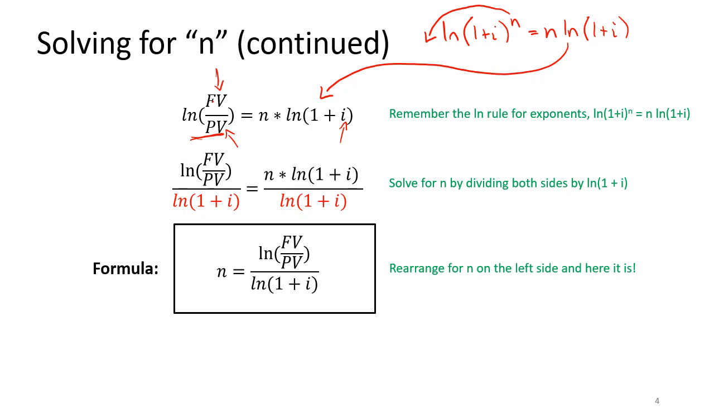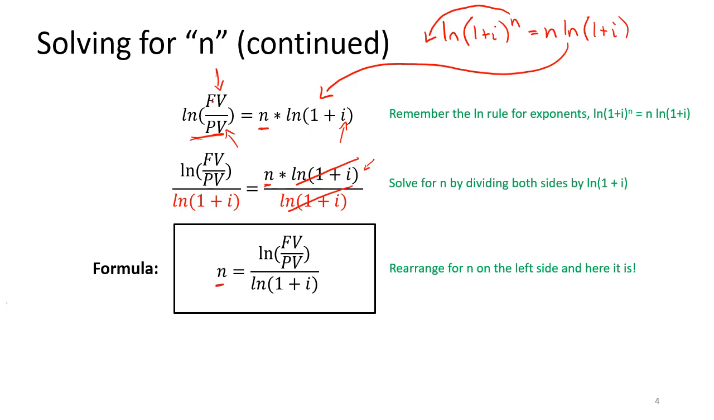So now we have n just sitting here on the right-hand side, not in an exponent. So now we need to solve for n. In order to do that, n is being multiplied by ln 1 plus I. So just like any other term, I can just divide both sides by ln 1 plus I. There's no reason why I can't, because if the same term is in the numerator as the denominator, it cancels. So this ln 1 plus I cancels on the numerator and the denominator. So we're left with, just rearranging this, n is equal to the ln of the future value divided by the present value, divided by the ln of 1 plus I.